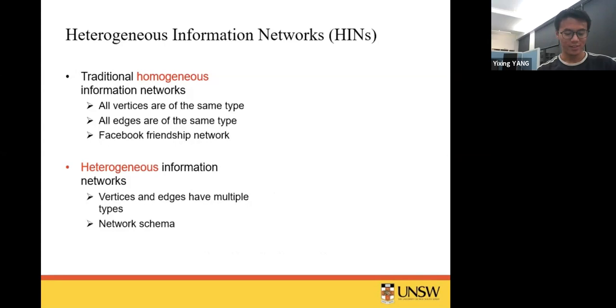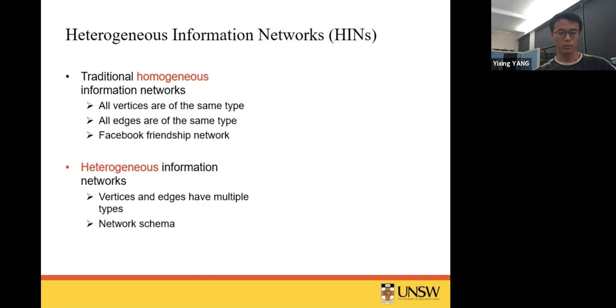In traditional homogeneous networks, all the vertices have the same type, and all the edges have the same type. Like in a Facebook friendship network, each vertex represents a person, while each edge represents a friendship relationship. Heterogeneous information networks are used for modeling networks with multiple typed objects and multiple typed links, such as bibliographic networks, social media networks, and knowledge networks.